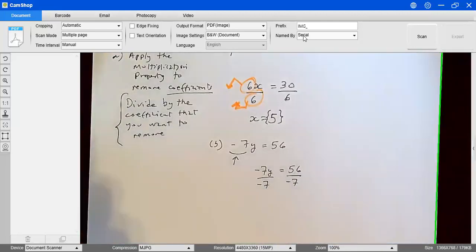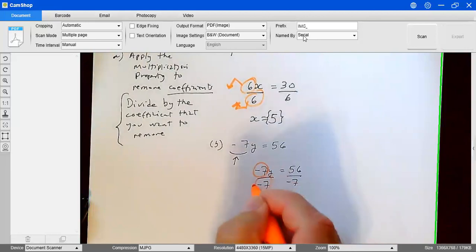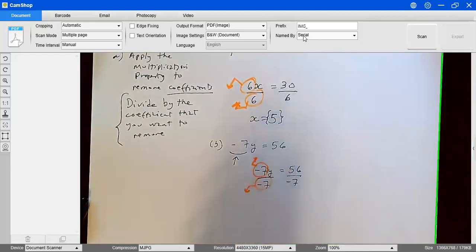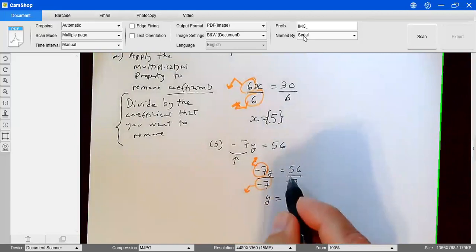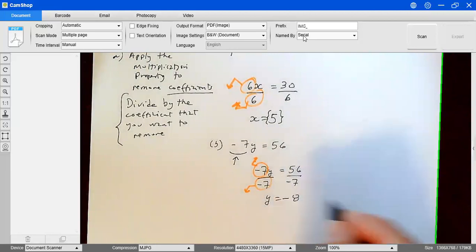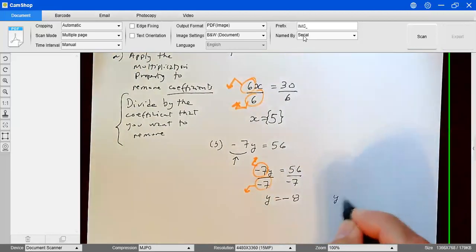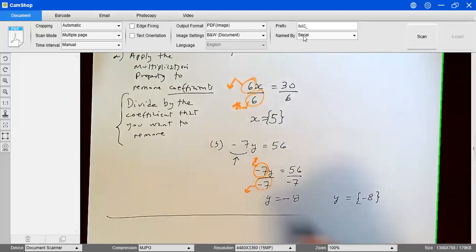Now you need to remember that when the signs are the same, you just remove them. On the other hand, you need to check the sign. So positive divided by negative is going to be negative. 56 divided by 7 is going to be 8. So that's the answer: y equals negative 8. You need to check this later.